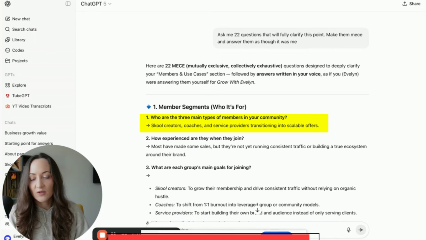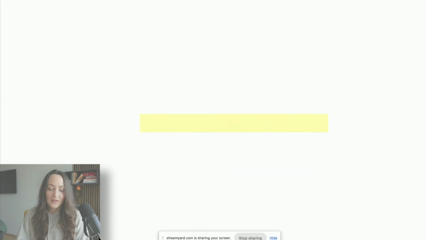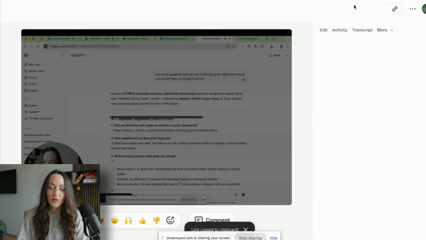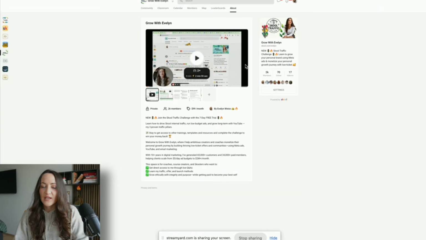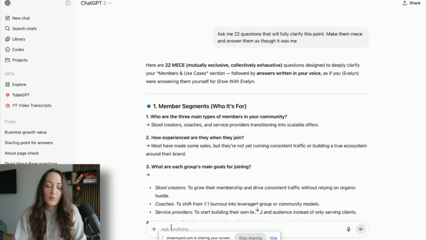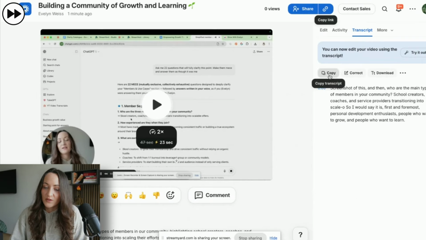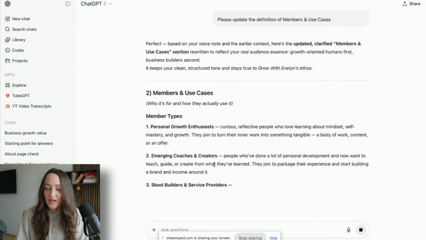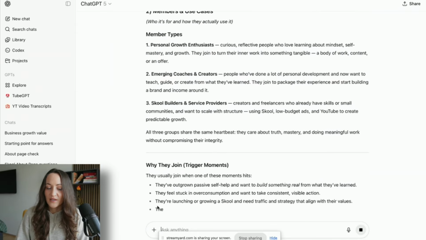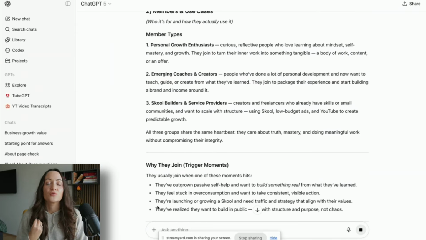Right, so I would just go through and I would correct it. And then with my recording where I basically corrected it, because sometimes it's just easier to say, well, look, it's actually not that. I would go through all of the points and then I would say, I have recorded feedback. So just put the transcript, please update the definition of members and use cases. Okay, member types, personal growth enthusiasts, why they join. So it just updates everything then. And then your job is just to read through it and understand much deeper what you're doing.